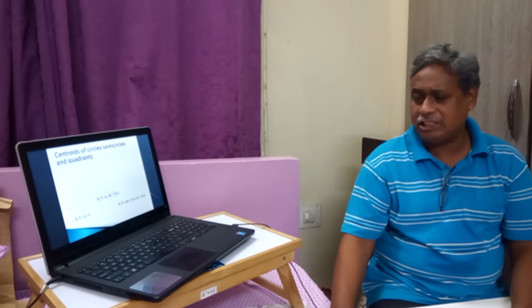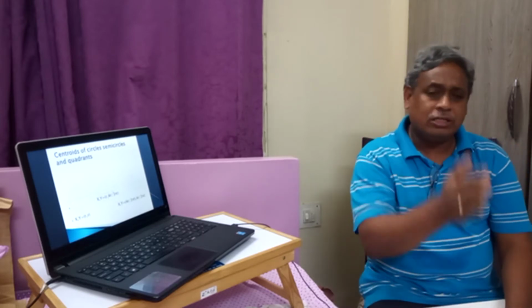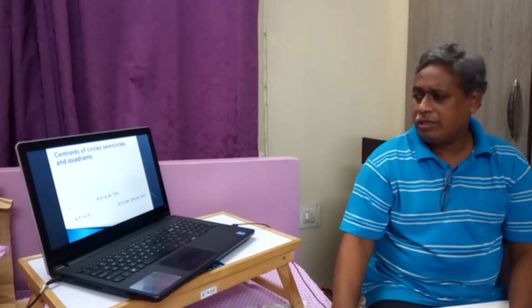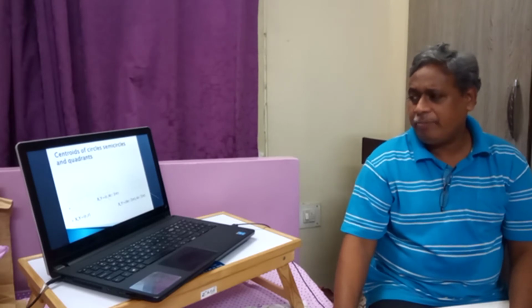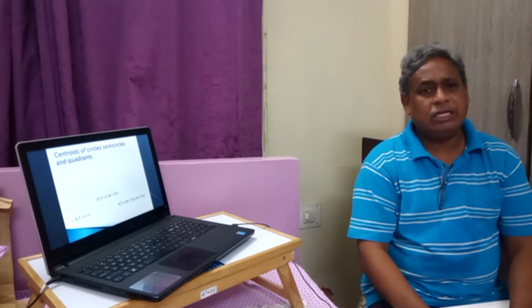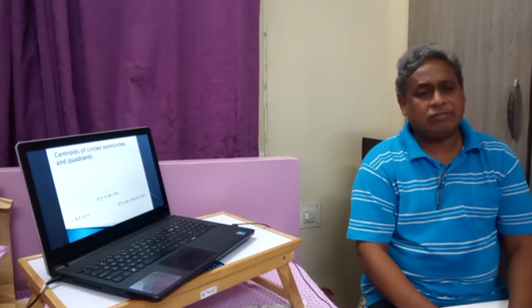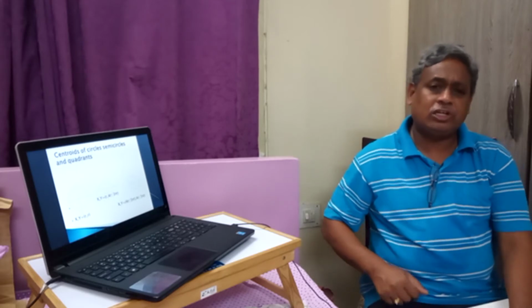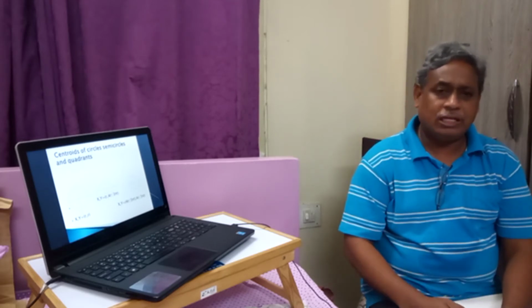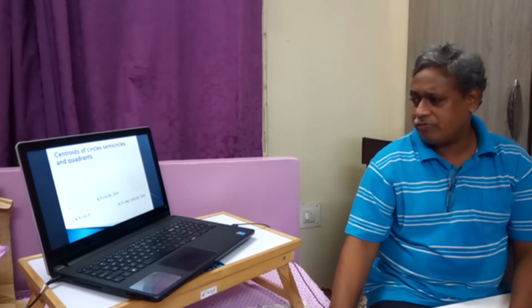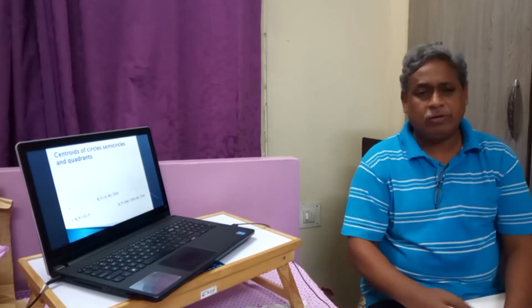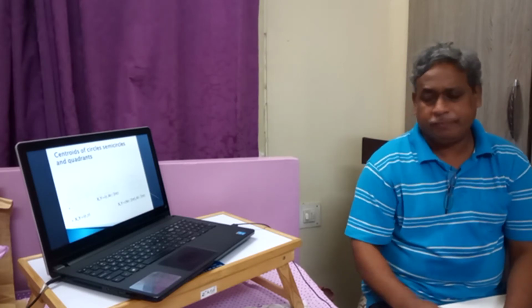This is one radius, this is another radius, so it is dividing the semicircle into two equal halves. Therefore x will be r and y will be 4r by 3 pi. We have to remember this value. For semicircles and quadrants, the distance of the centroid, if it is not symmetrical, for the semicircle in y direction will be 4r by 3 pi, and in case of a quadrant both x and y will be 4r by 3 pi, that is 4 times radius by 3 into pi.